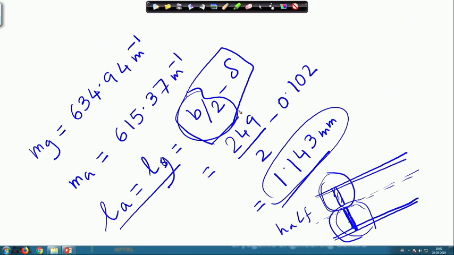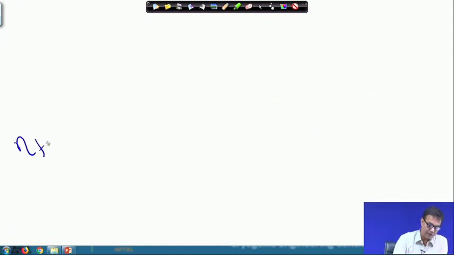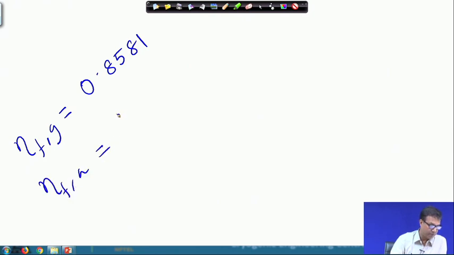So, accordingly we have the m A value, and we can now calculate eta f for the gas side, which will come out to be 0.8581, and eta A for the air side will be 0.8657.